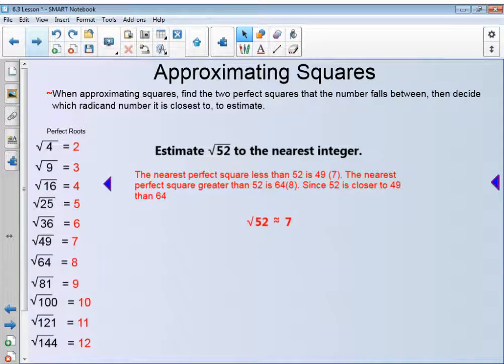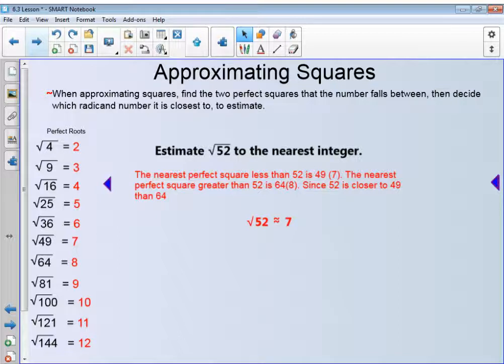Okay, so we're going to go ahead and work on approximating square roots. I know some of you have come across these on STAR previously, and it's actually a very easy concept to do even without your calculators. I know some of you will use your calculators, but for right now, I want you to practice this concept just so that you can understand how to do it even if you didn't have your calculator.